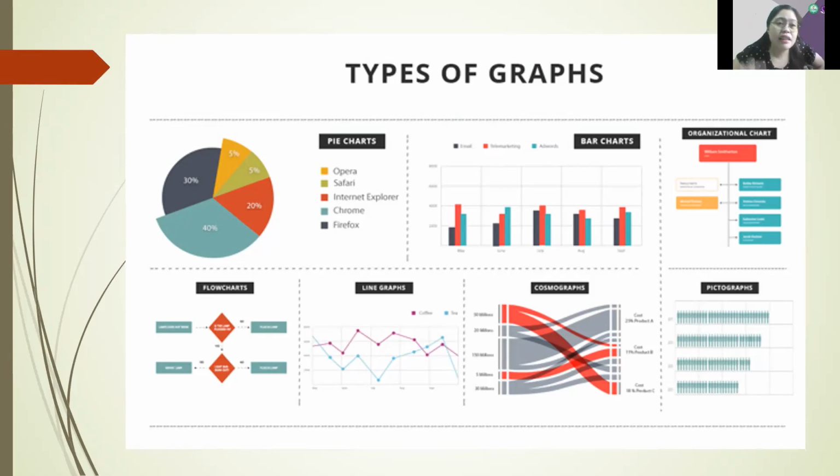Mas madali kasing tingnan yung graph. For example, sa sex ng inyong respondents, mas madaling makita kung ilang percent ang babae, ilang percent ang lalaki. Okay? Or you can use the bar charts. This one, depende again sa need ng study ninyo. Organizational chart, I don't think merong study na kailangan mag-present ng organizational chart.